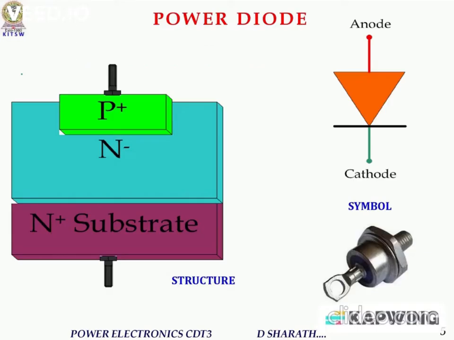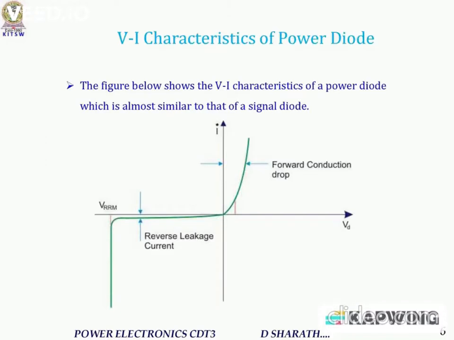Coming to the structure of the power diode, we have P plus, N minus and N plus substrate. So this is how the power diode is formed. This is the structure. And coming to the symbol, we have anode and cathode. Anode is the positive terminal, and cathode is the negative terminal. This is a real-time power diode. These are the construction details of the power diode.